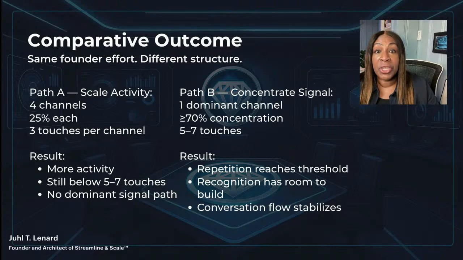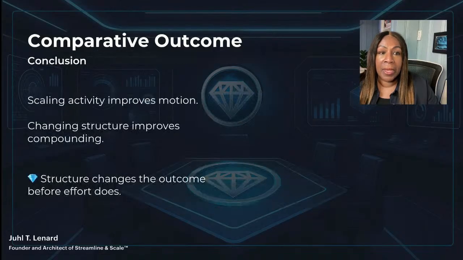We hit our 5 to 7 touches that we need, and the result is that the repetition reaches its threshold, which is what we were looking for. The recognition has room to build. So now you're exposing your thinking at a level of density where people actually know who you are, what you stand for, and then the conversation flow can stabilize from there. Scaling activity improves motion. Changing structure improves compounding. Structure changes the result, the outcome, before effort.